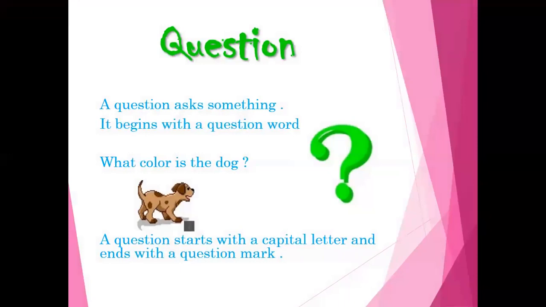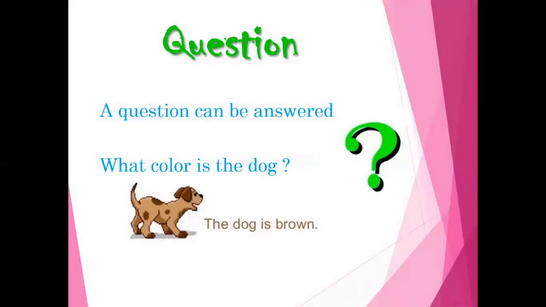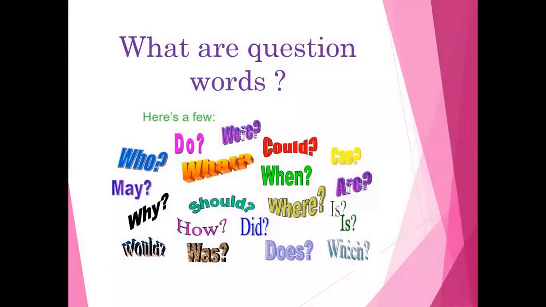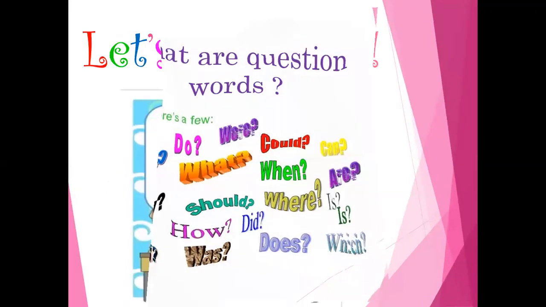The question asks something. It begins with a question word like what, do, will, does, where, when, why, which. So the question starts with a capital letter and ends with a question mark, and it can be answered. So the question can be answered. What color is the dog? The dog is brown, so we can answer it. What are the question words? Here are a few: do, who, may, why, would, how.